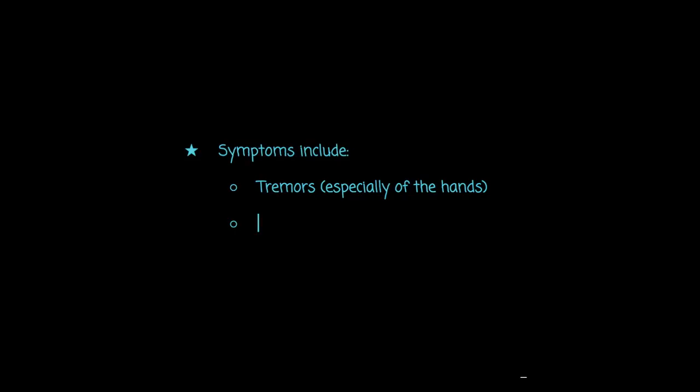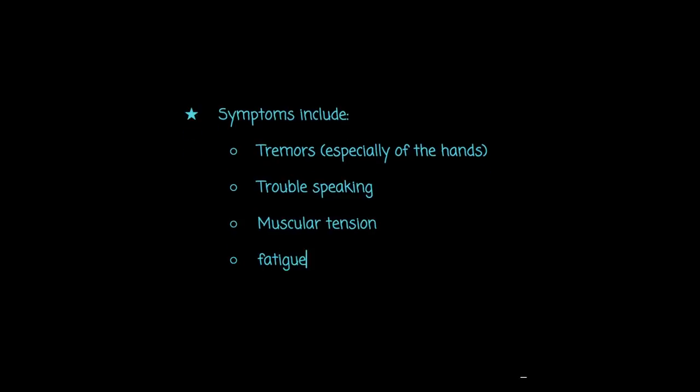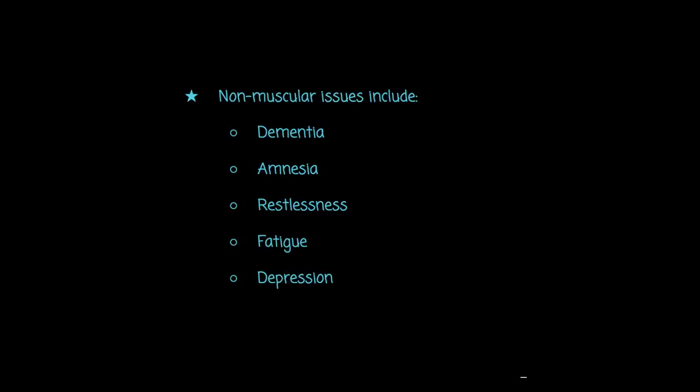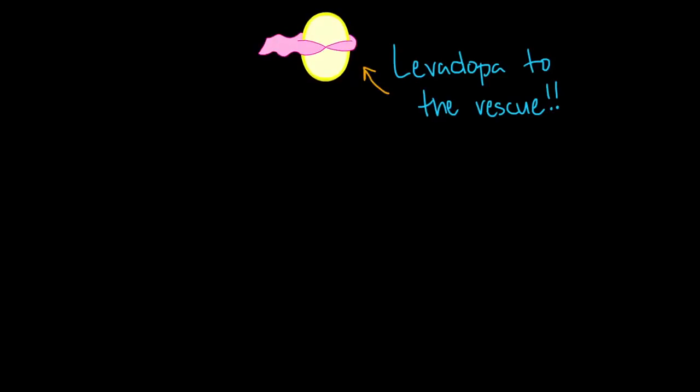These symptoms include tremors, especially of the hands, trouble speaking, muscular tension and fatigue, and back and posture issues. Non-muscular issues associated with Parkinson's disease include dementia, amnesia, restlessness, fatigue, and depression. Medications for Parkinson's. One of the most common drugs used to treat PD, levodopa, works by replacing dopamine in the brain.